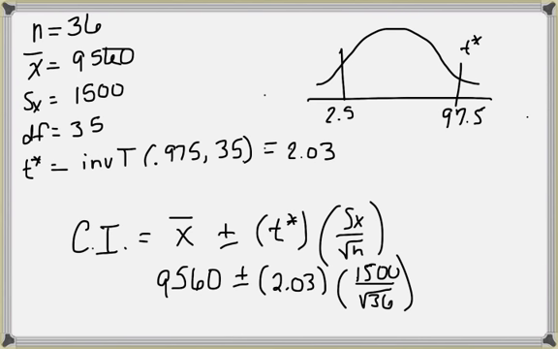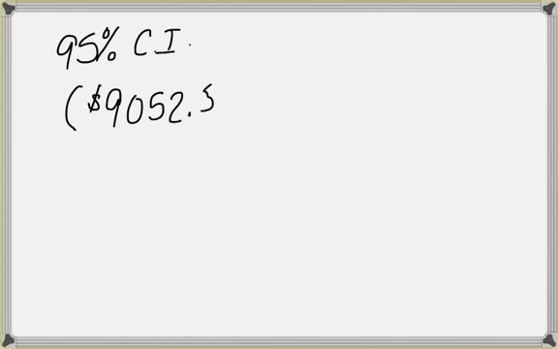And we could type in each one of these into our calculator. And if we do that, our 95% confidence interval is going to give us $9,052.50 to $10,067.50. Okay, so that's our 95% confidence interval.